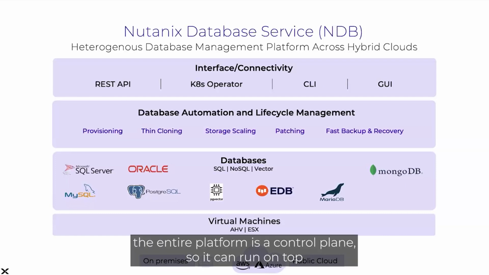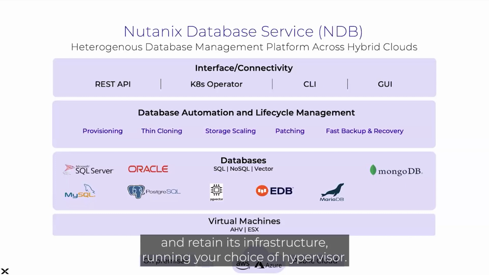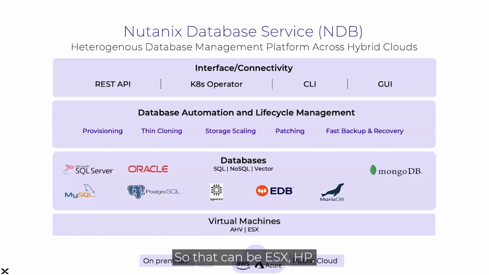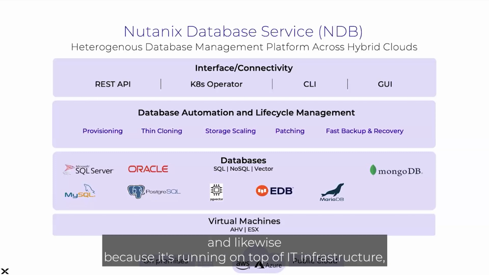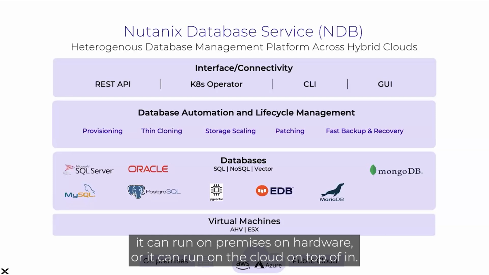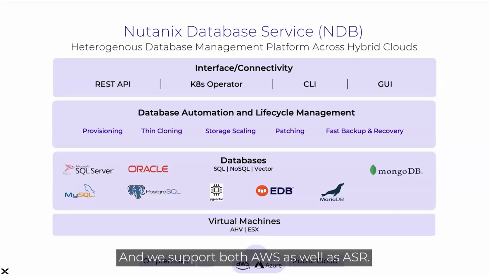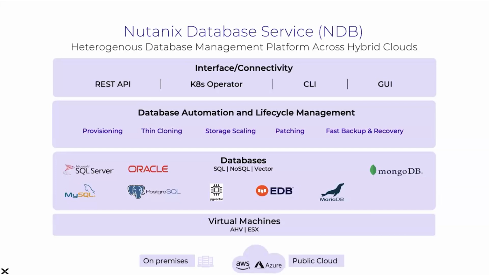The entire platform is a control plane, so it can run on top of Nutanix infrastructure, running your choice of hypervisor. So that could be ESX, AHV. And likewise, because it's running on top of Nutanix infrastructure, it can run on premises on your hardware, or it can run on the public cloud on top of NC2. And we support both AWS as well as Azure.